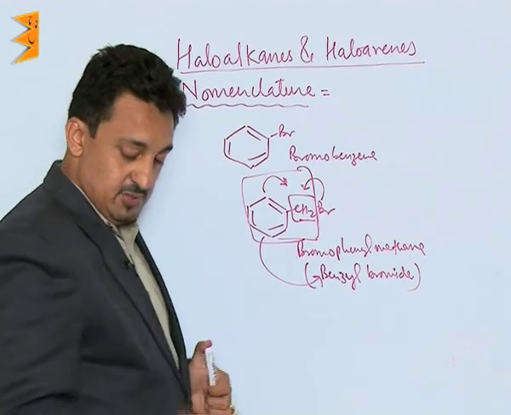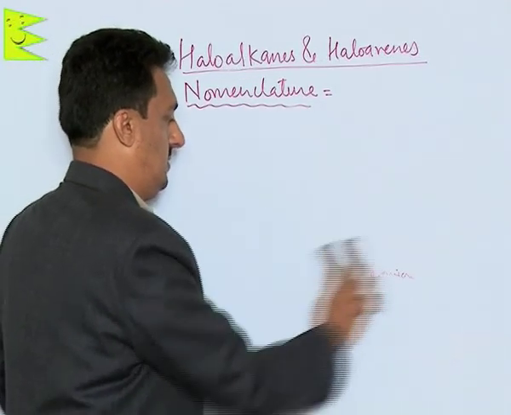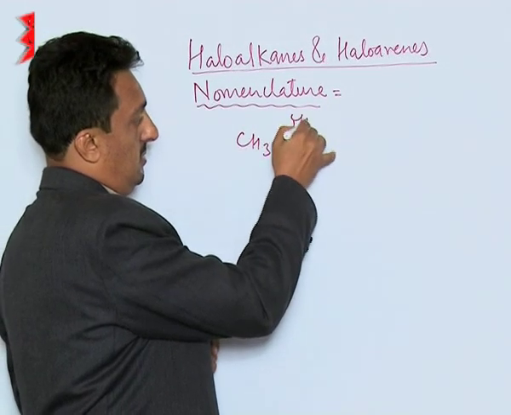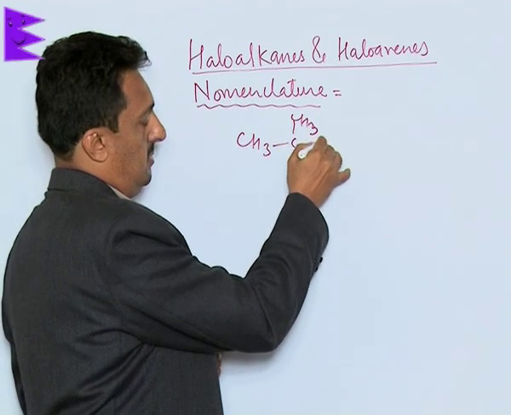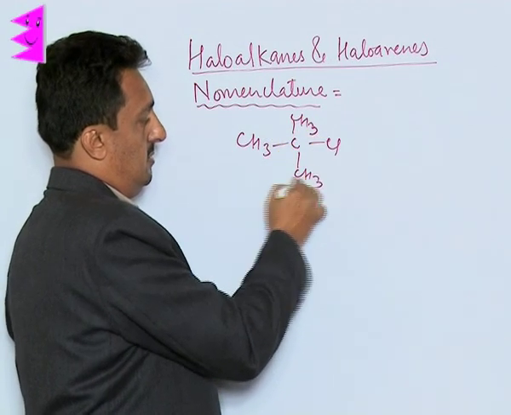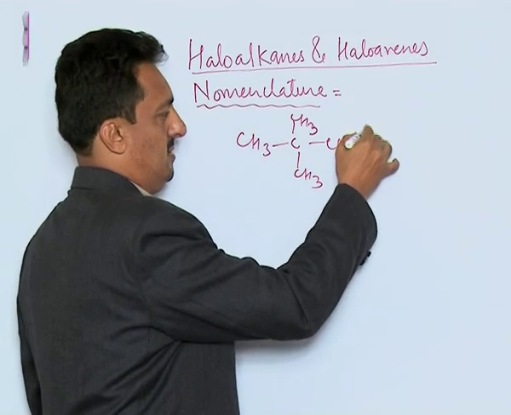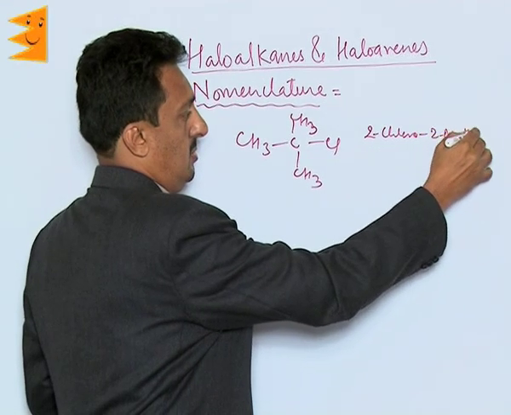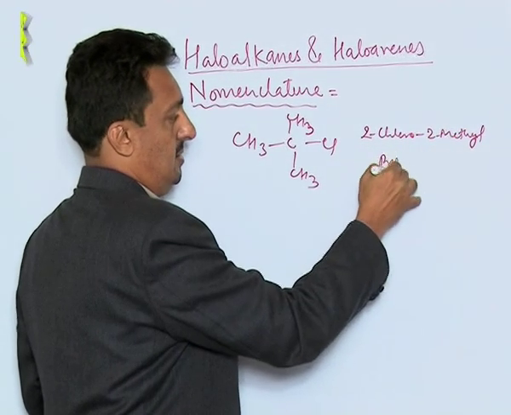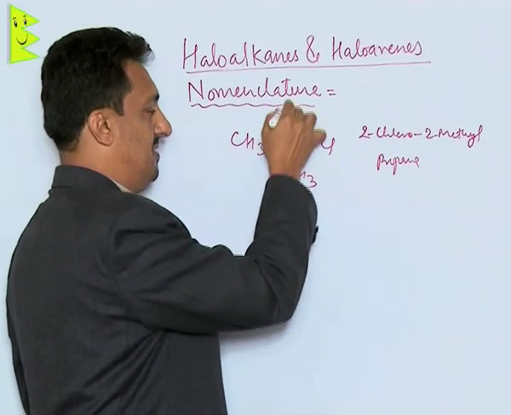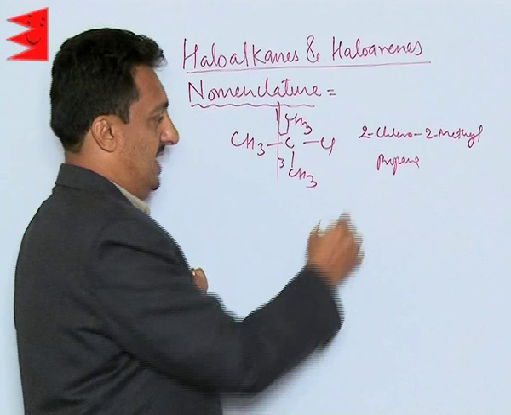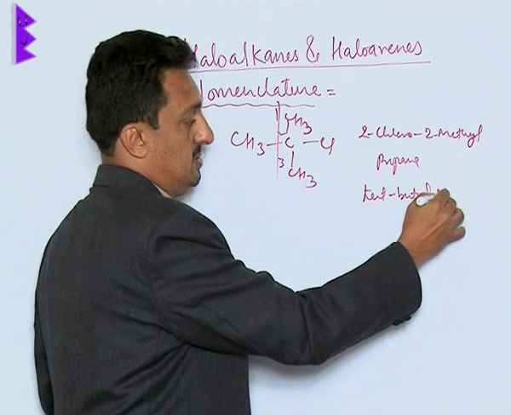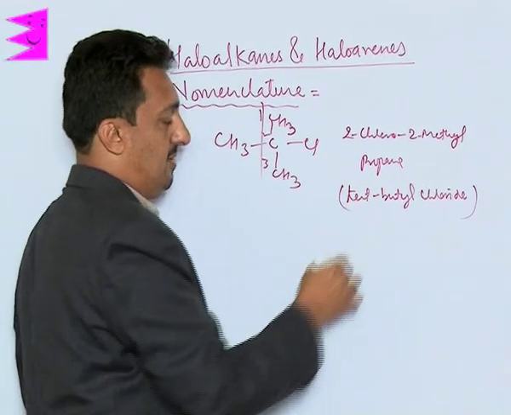Now, suppose we have this one, it is called 2-chloro-2-methylpropane, because we will take this as the longest chain, whereas in common nomenclature it's called tert-butyl chloride.